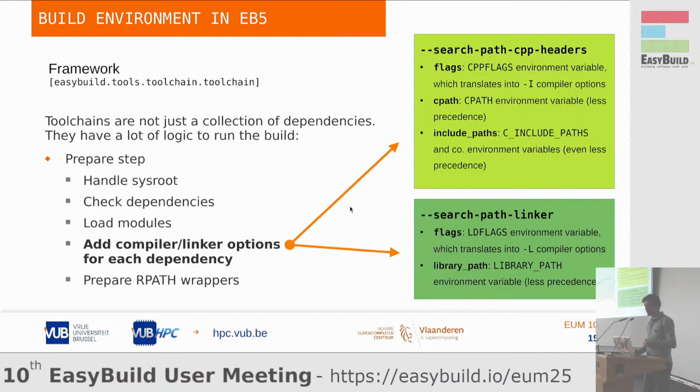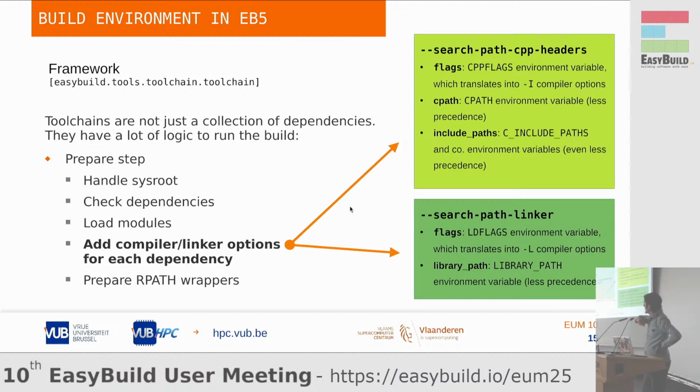And this all happens at the toolchain level. So toolchains are not just an EasyConfig that has some dependencies and defines what is used for a collection of software. There's a lot of logic in toolchains in EasyBuild. And one of the things that it does is actually modify compiler and linker options at build time. The first thing that it does, this prepare step in the toolchain, is to actually load modules. While it checks dependencies, then it loads modules, so the environment will be updated.